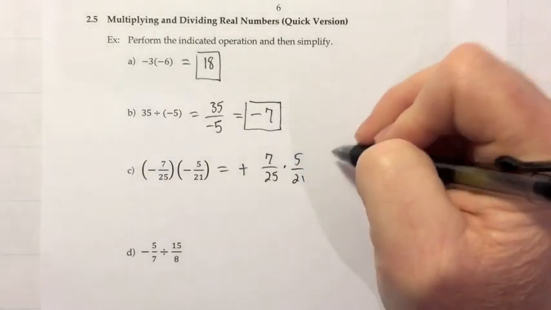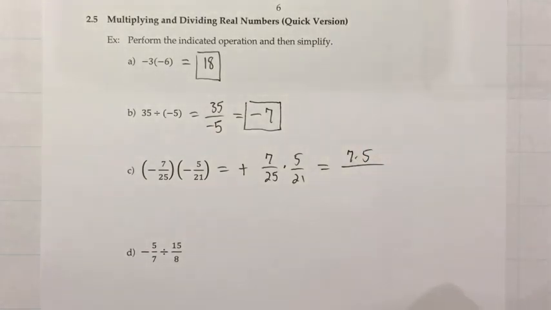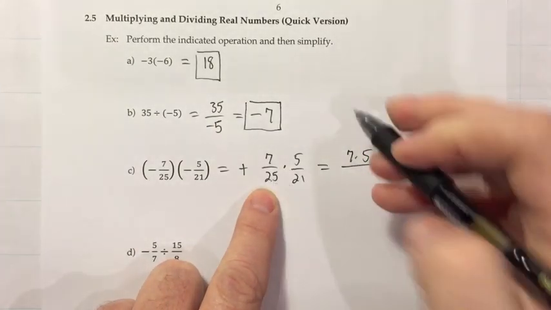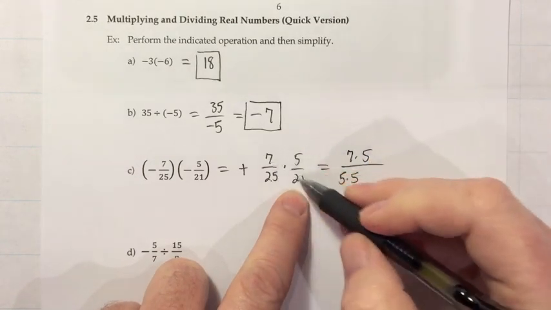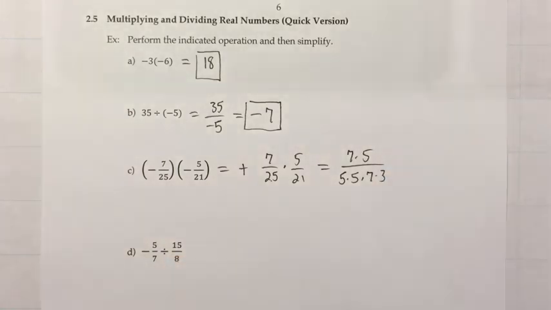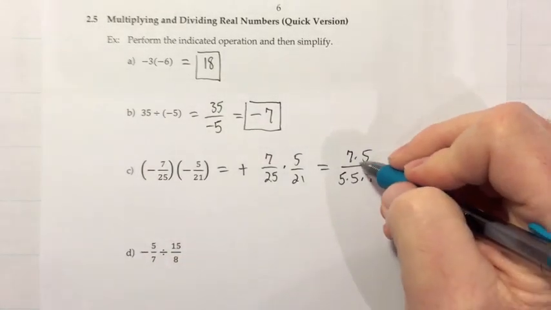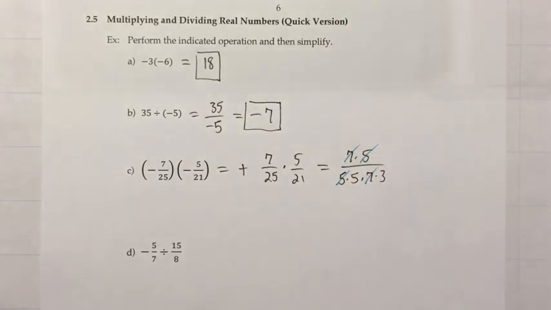And when we do that, we want to think about what we can cancel. 7 and 5 are prime, so I'll just leave those in the numerator. But this 5 will go into that one, so I'll show the 25 as 5 times 5. That 7 will go into 21, so I'll show the 21 as 7 times 3. And then I've revealed what can be canceled. This 5 with one of the 5's in the bottom, this 7 with the only 7 in the bottom.